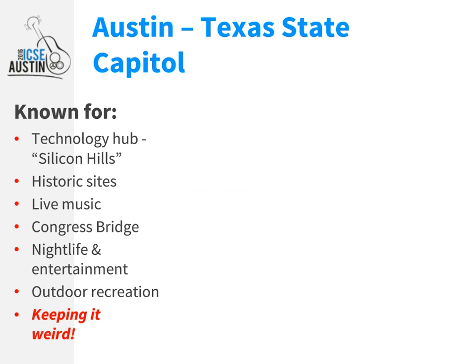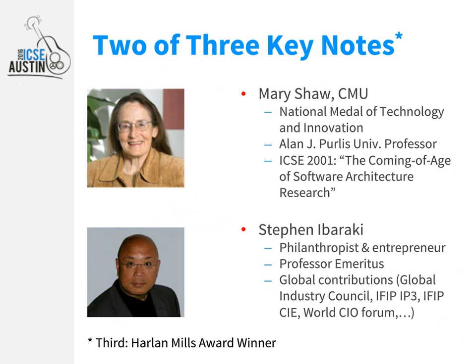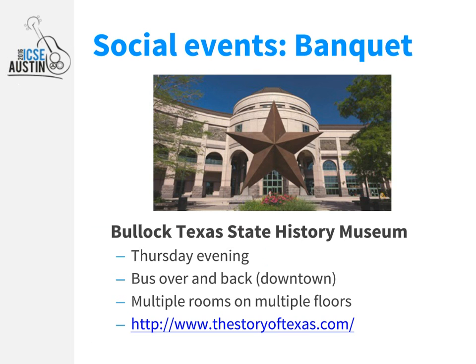There's lots of activities and things to do in Austin. Here's another one of these slides that didn't come out exactly the way it was supposed to. Oops, there it goes. So, lots of history, lots of live music, nightlife. There's a lot of high-tech industries in the area, a pretty exciting place to be. We have two distinguished keynote speakers lined up already, Mary Shaw and Stephen Ibaraki, and we will have a third once the Harlan Mills Award winner has been determined. We're looking forward to going downtown to the Bullock Texas State History Museum for our big banquet, with buses that will take people downtown so they can see all the sites.